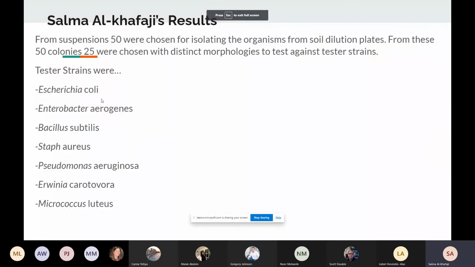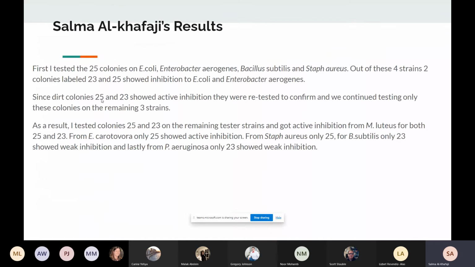For my results, from suspensions, 50 colonies were chosen for isolating the organisms from soil dilution plates. From these 50 colonies, 25 were chosen with distinct morphologies to test against tester strains. The listed tester strains were E. coli, Enterobacter aerogenes, Bacillus subtilis, Staph aureus, Pseudomonas aeruginosa, Erwinia carnivora, Micrococcus, and Micrococcus luteus.